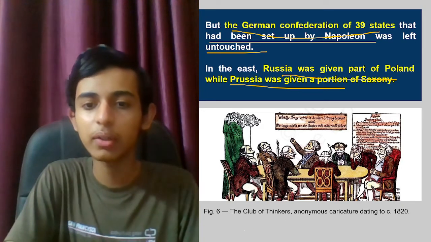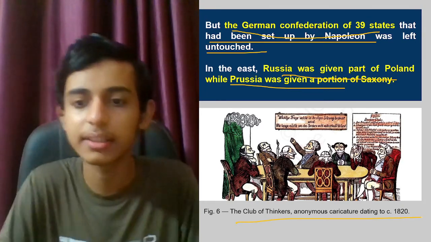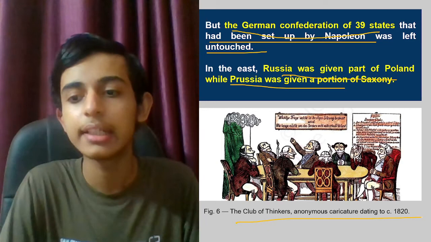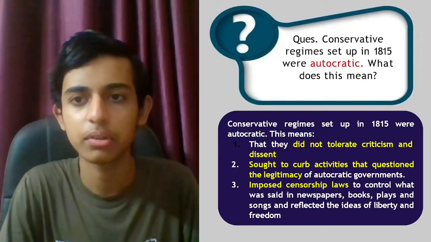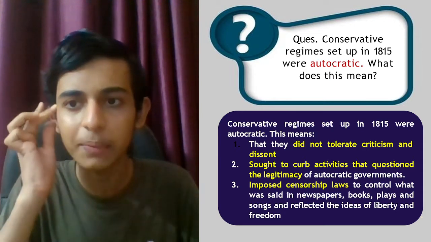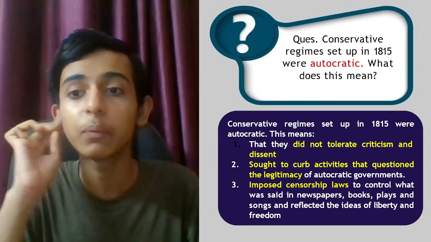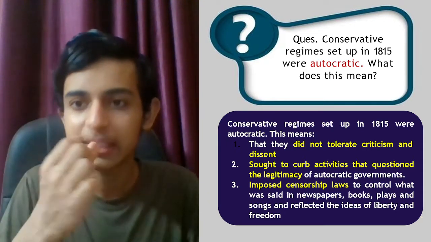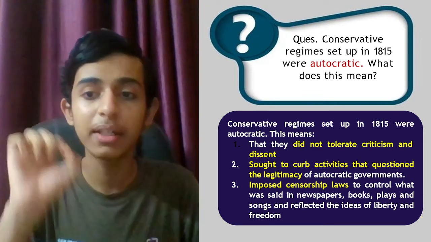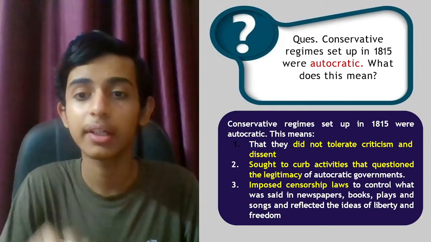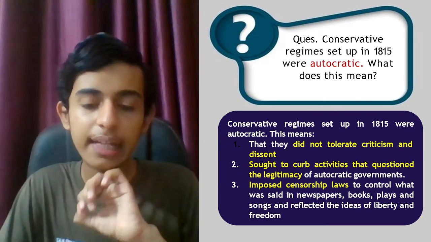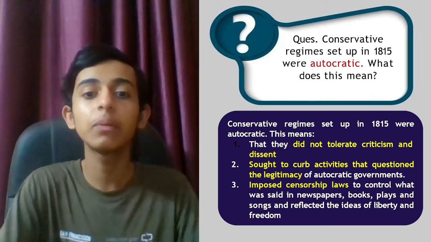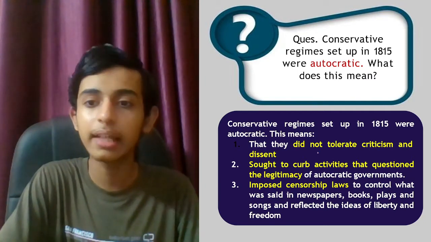Now this is given in your NCERT, the Club of Thinkers, an anonymous caricature dated to c. 1820. You can just have a look at it. It's not very important. Now a question is there for you. Conservative regimes set up in 1815 were autocratic. What does this mean? Autocracy. Conservative regimes set up in 1815 were autocratic. This means that they did not tolerate criticism and dissent. They were against any kind of criticism. If anyone would criticize them, they wouldn't like it.